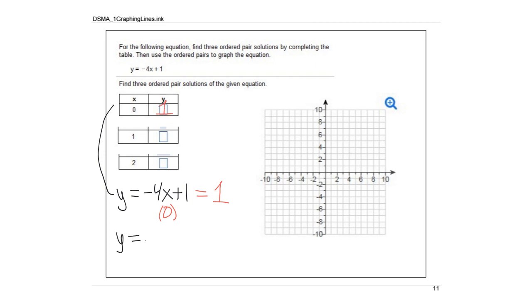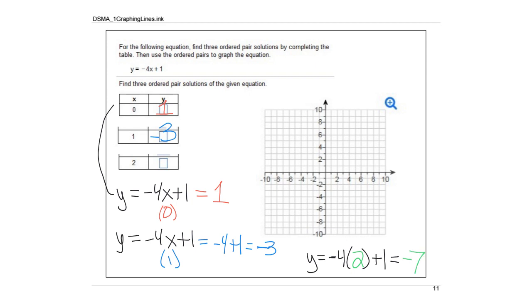Let's do this again. This time we're going to put a positive 1 in here. So that gives us -4 plus 1, which is -3. And then finally, we'll do it over here. y equals -4, put parentheses in here, times 2, plus 1. So -4 times 2, that would be -8 plus 1 gives me -7.